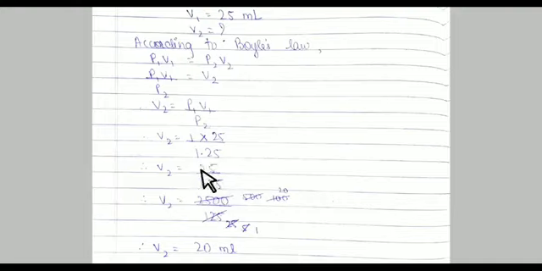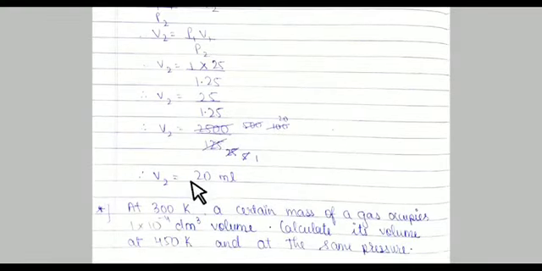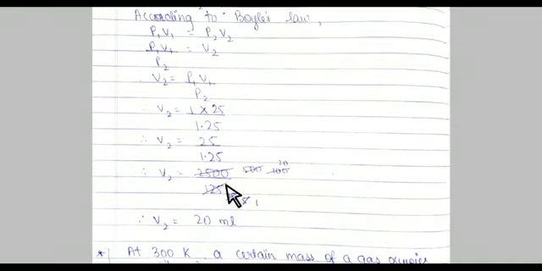What we have to do here? We have to remove the point from 1.25. Whenever we remove the point from 1.25, it will become 125, and 25 will become 2500. Now cancel this and we get the answer 20 ml, so V2 is equal to 20 ml.